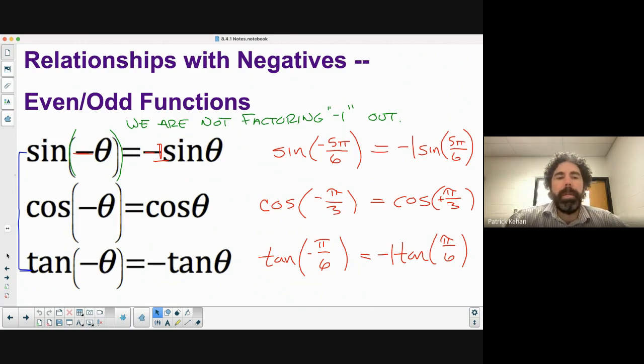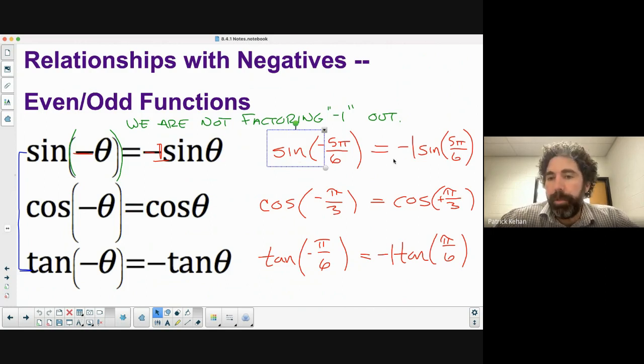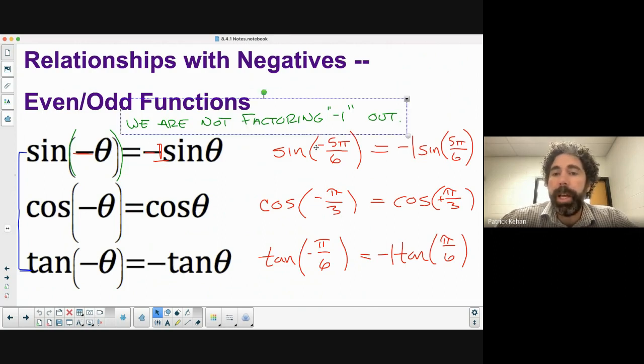Basically what that means is if I have the sine of some negative angle, that's going to be equivalent to -1 times the sine of the positive version of that angle. Here's an example. Sine of -5 pi over 6 is the same value as -1 times sine of 5 pi over 6. Point out here that we're not factoring a negative out of the angle. That's not what's happening. The identity is that this value is the opposite, -1 here, of sine of the positive version of that angle.